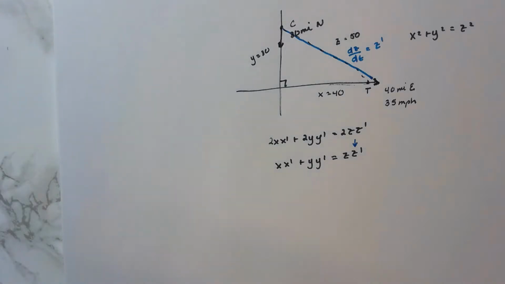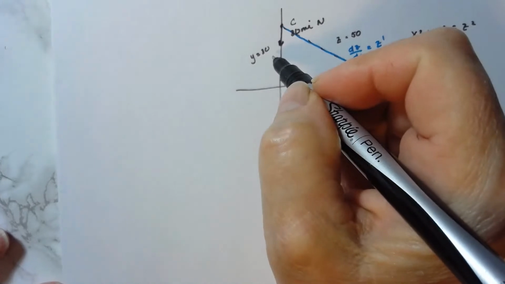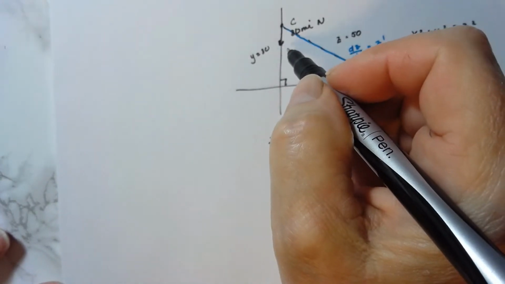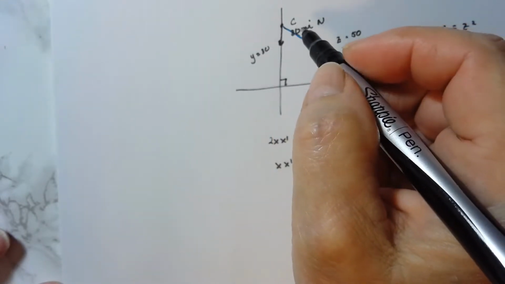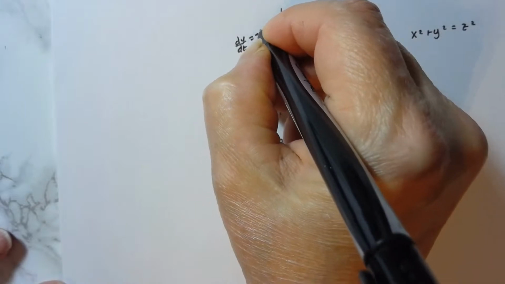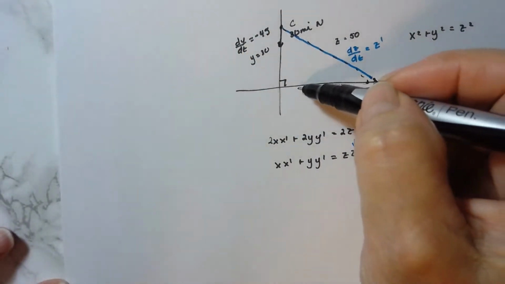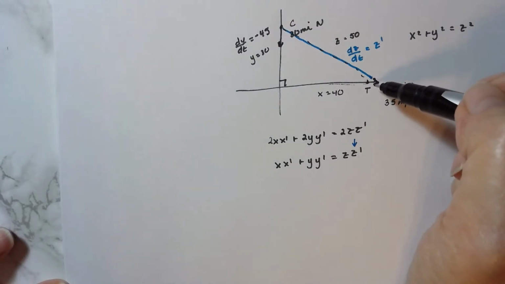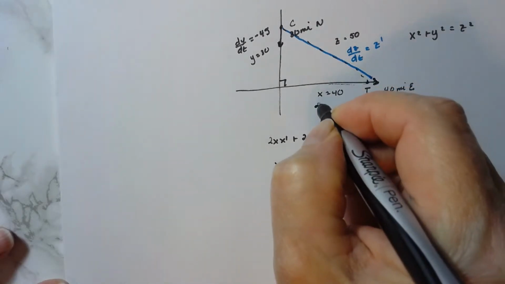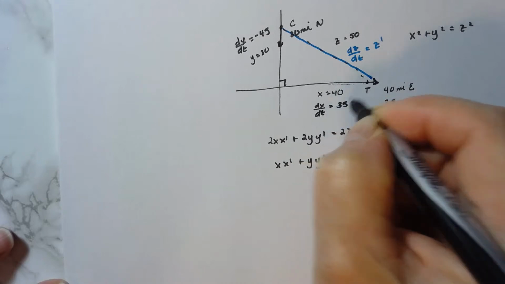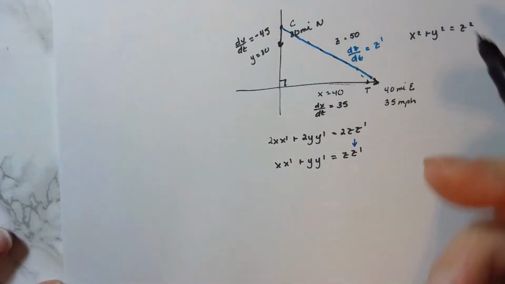Now, what about x prime and y prime? I need to know what those are. Well, that's easy. x prime is going to be 35 and y prime is going to be negative 45. And how on earth did I figure that out? Well, distance equals rate times time, right? So this car here is 30 miles north, traveling at 45 miles an hour. Okay, so what I know is dy/dt, or y prime, is negative 45. And over here, this truck is 40 miles east of the intersection, and it's traveling at a rate of 35 miles an hour. So dx/dt, or x prime, is 35. Now, y prime is negative because it's headed toward 0, toward the intersection.